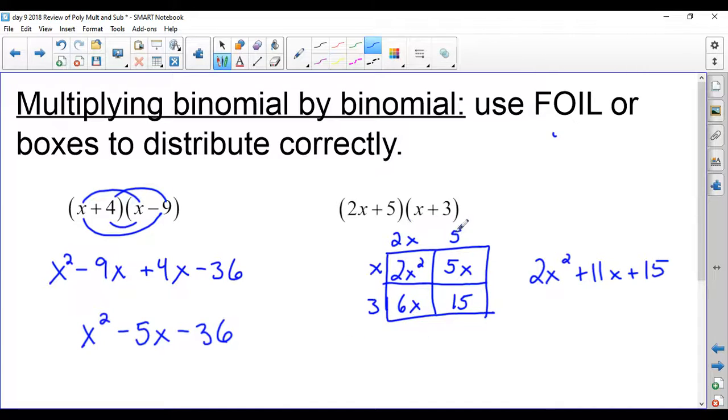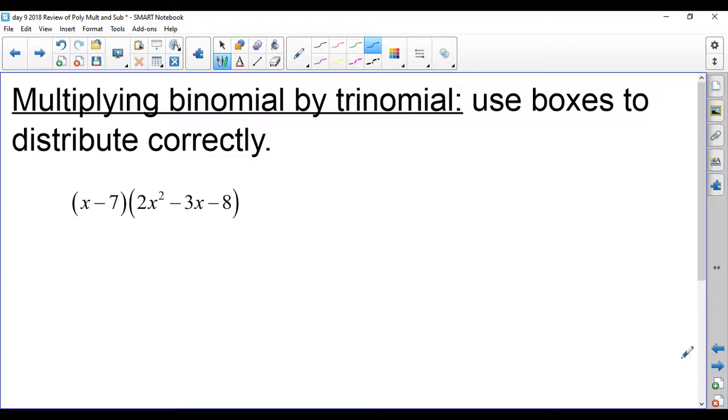But you want to show your method. Are you using boxes or are you using FOIL? Double distribution is another way to think of that. We want to show everything we're doing. You can also multiply binomials by trinomials or larger polynomials, and pretty much everyone I saw was using boxes for this. A couple of you have other methods that you're showing me your work and are doing correctly, but again, you're going to show whatever the work is that you're doing.